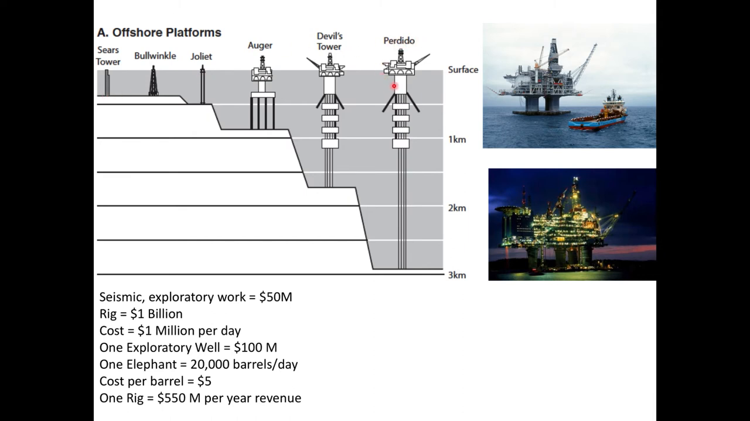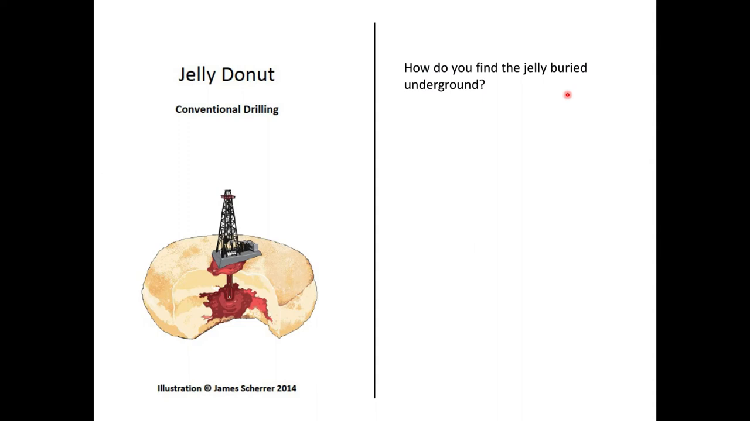The floating platform here, Perdido, which was built and is owned by Shell, the Dutch oil and natural gas company, just notice how it compares in terms of its overall height to the Sears Tower. These are massive floating structures out in the world's oceans that are, as we speak, pumping oil and natural gas. So now, how do you find the jelly buried underground?